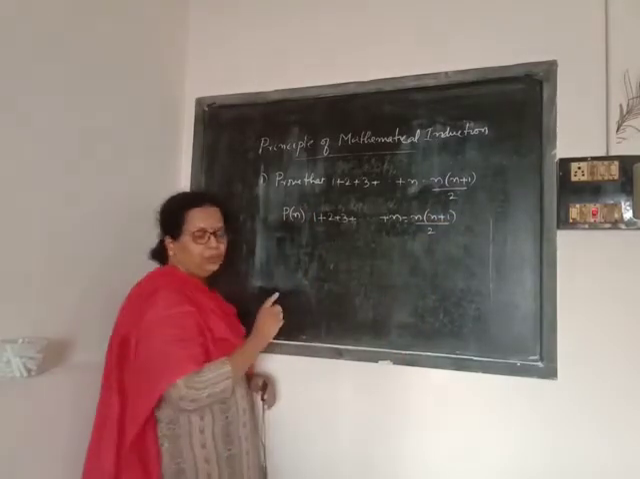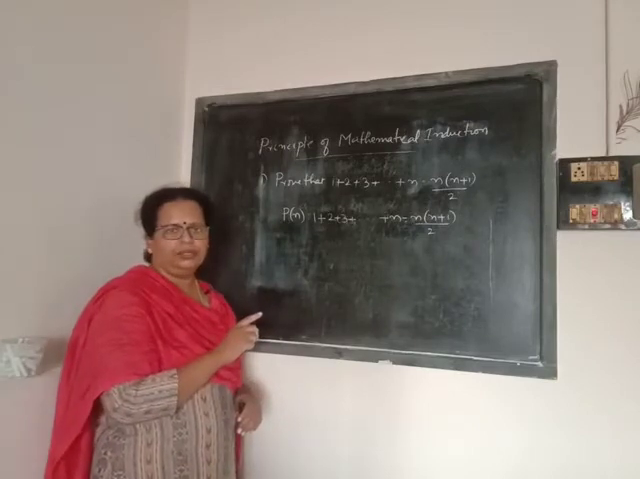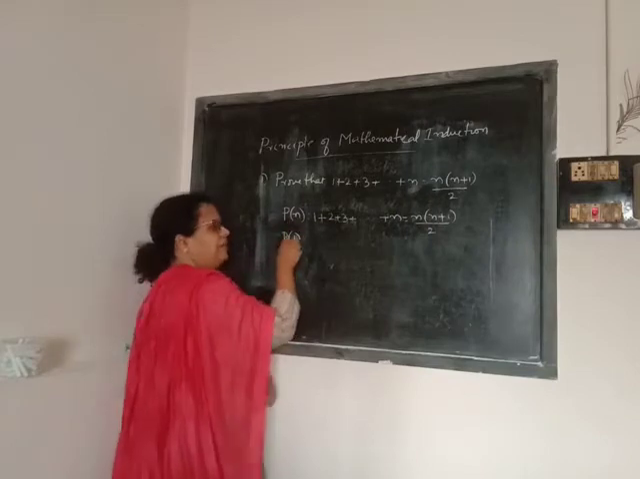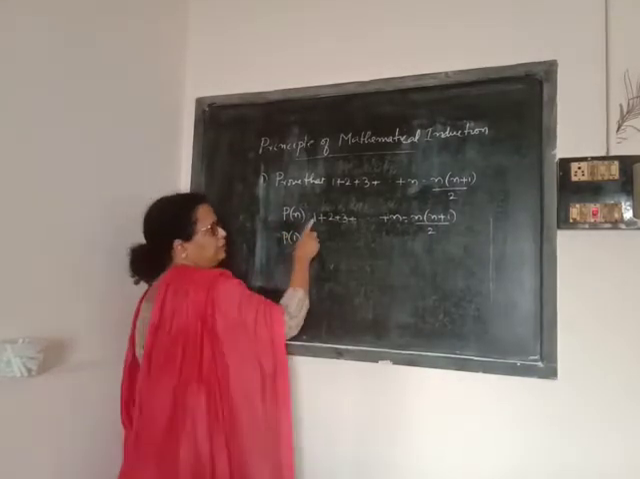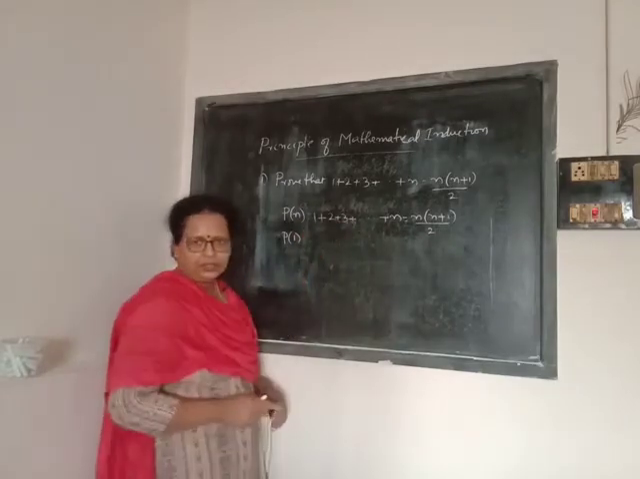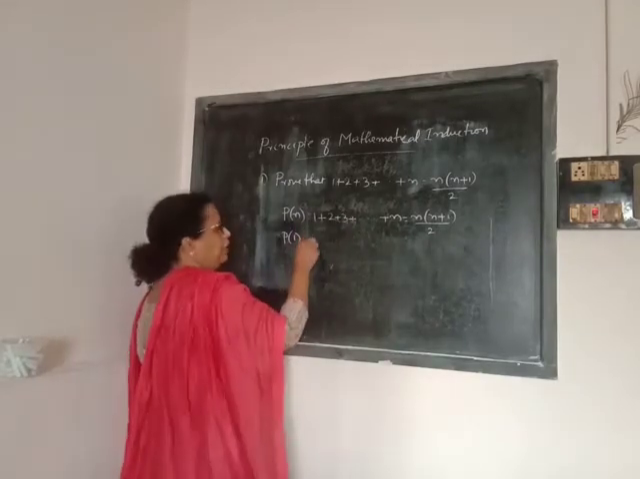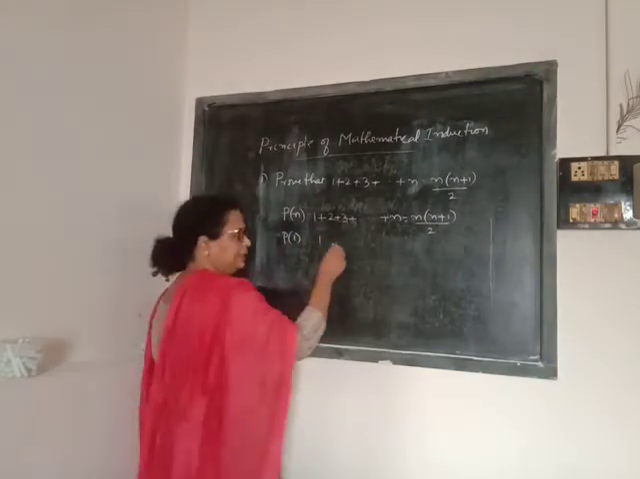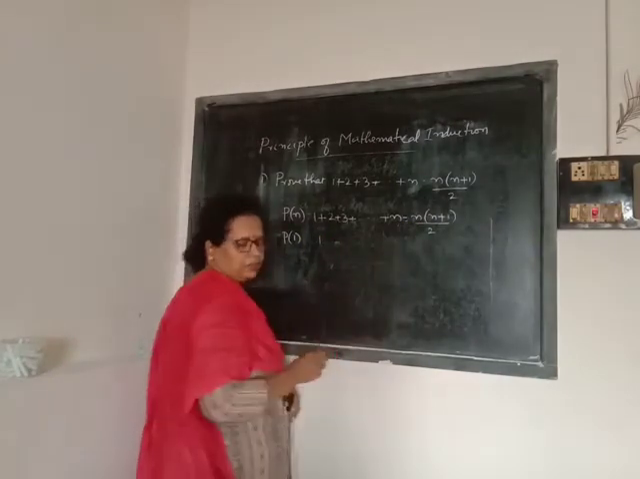Now we have to prove the result for P of 1. So what is P of 1? P of 1 means we have to put n equal to 1. When n is 1, only the first term will come. So for P of 1, LHS is what? 1 only, the first term. RHS is what? N, we have to substitute 1.